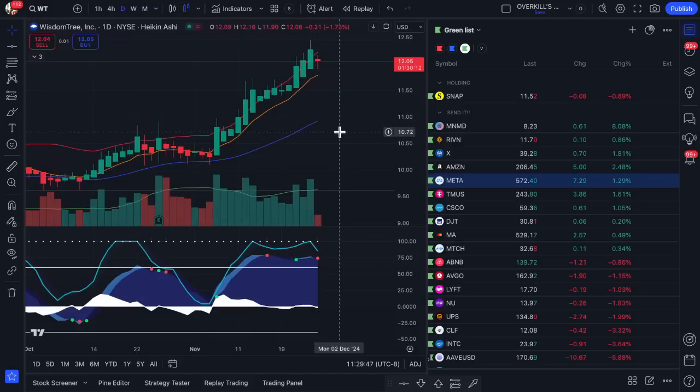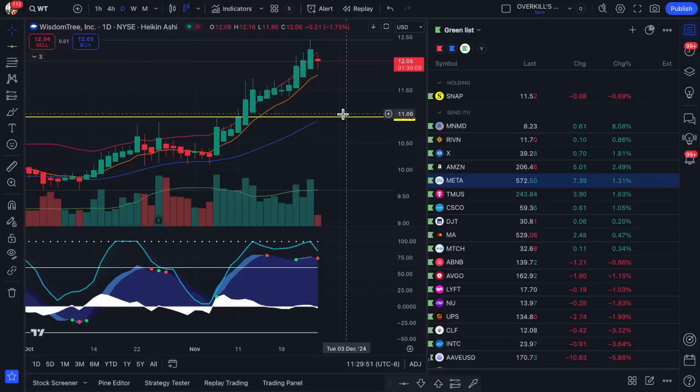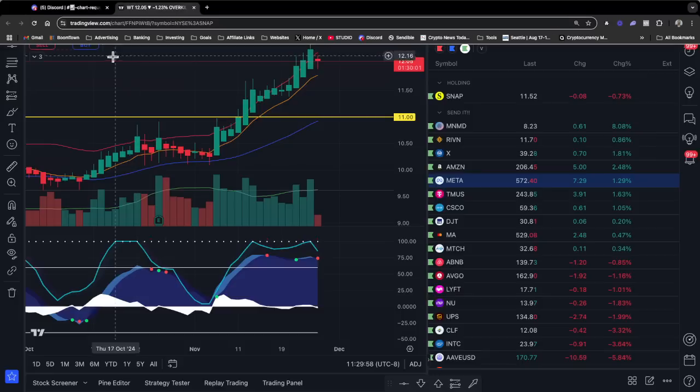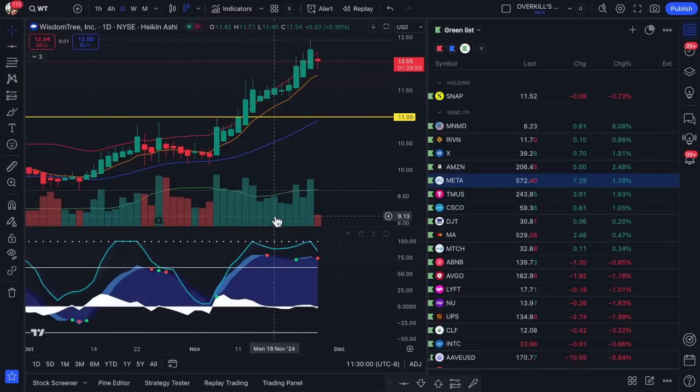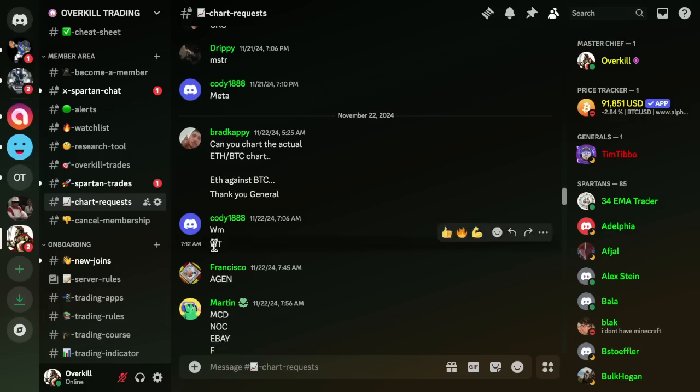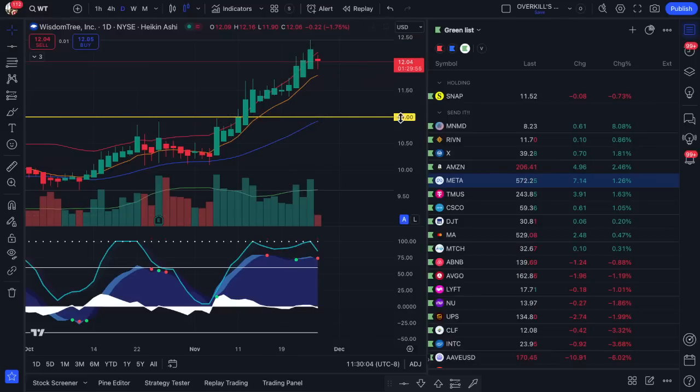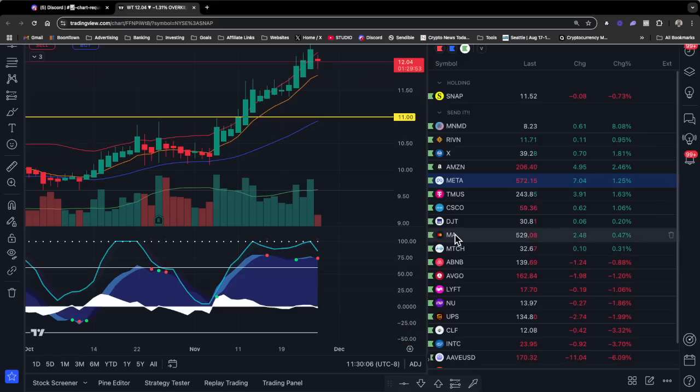So I would wait for this thing to pull back closer to the mean. The mean is sitting around $11 right now. If you can get that pullback, I would look to enter right here in this area, and I would watch for a daily green dot on that. It's called Wisdom Tree. Don't know what this thing is, okay? But definitely wait for the pullback. If you can get it around 11, that would be excellent.